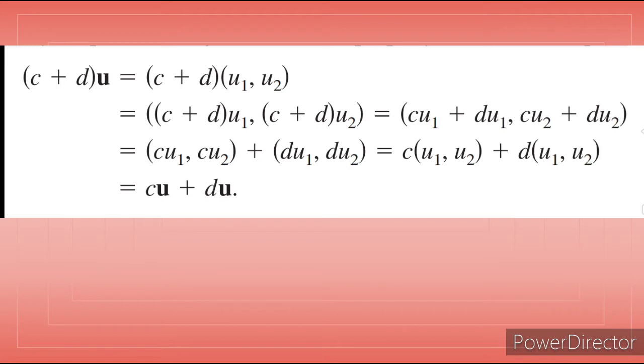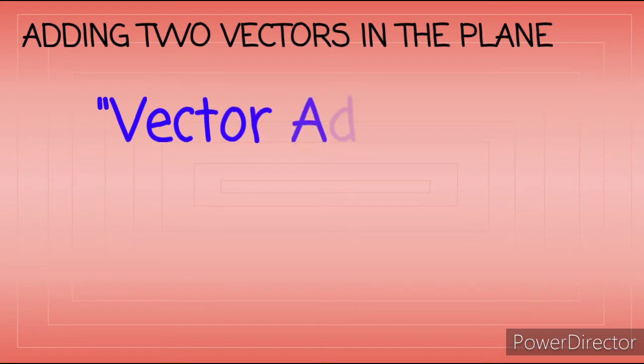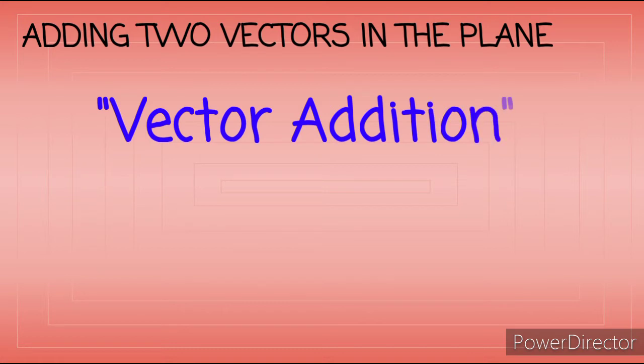Now that we already know the 10 properties of vector addition and scalar multiplication in the plane, we proceed to adding two vectors in the plane. Vector addition is the first basic vector operation. This is used to add two vectors in the plane. Remember that when we add two vectors, we add their corresponding components.